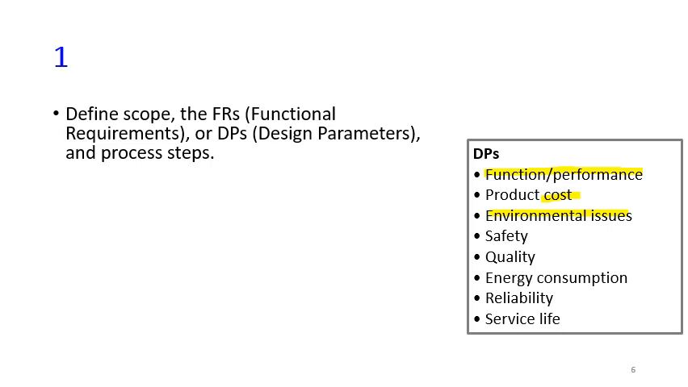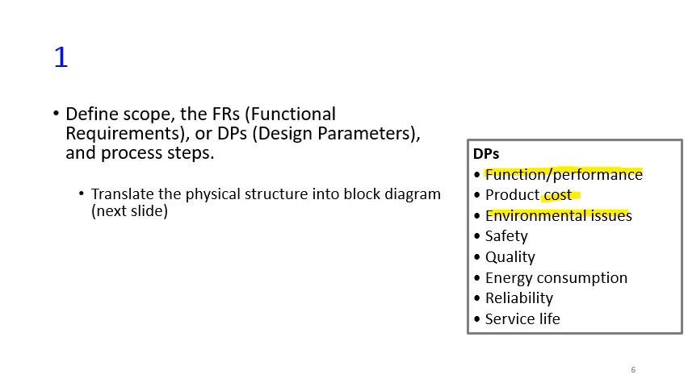To help the design team to do this, we can translate the physical structure of an object or product into a block diagram in the next slide. The block diagram will help the design team to determine the scope, which means which components and which processes are included in the scope of our problem, and which components and which processes are excluded from our problem. What functions are included, what functions are not, and so on.